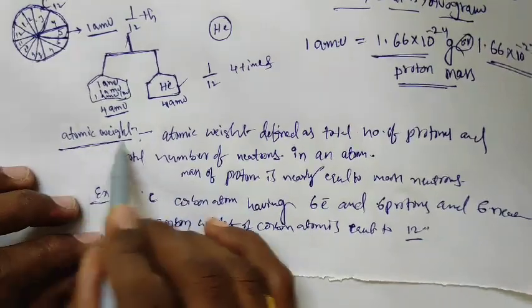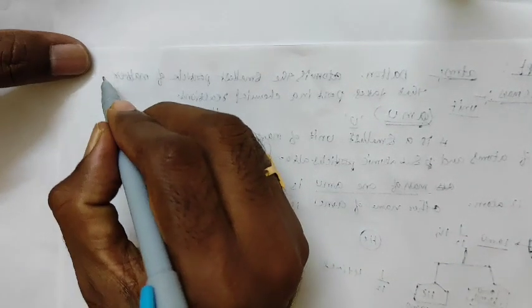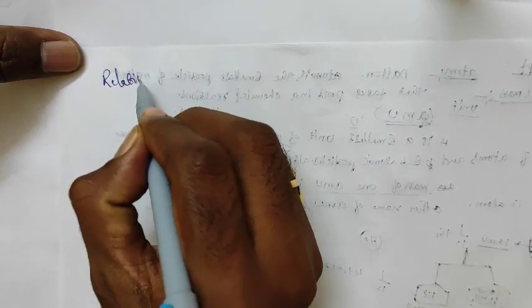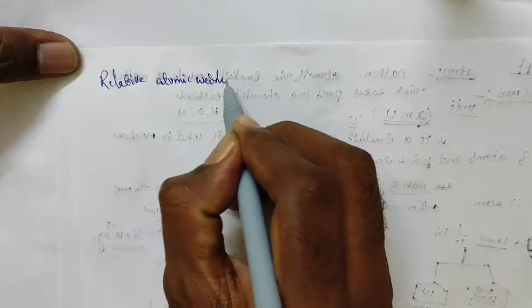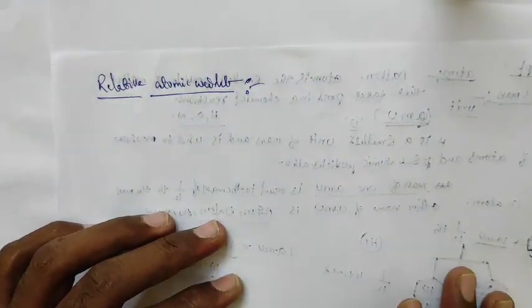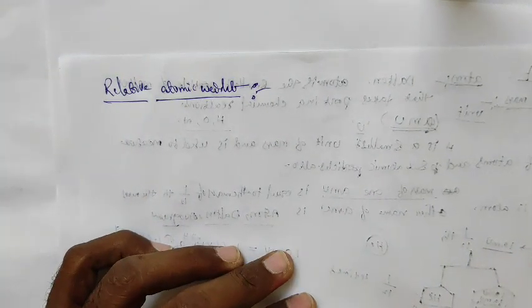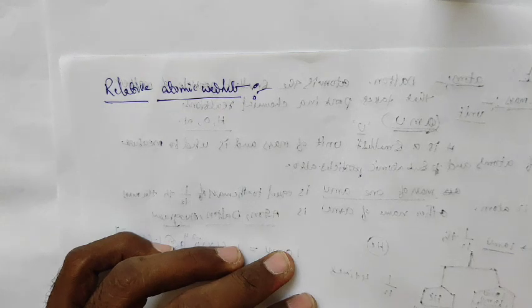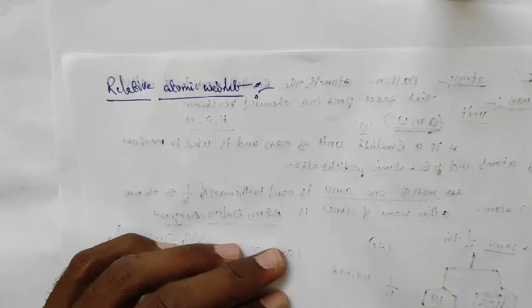This is about atomic weight, relative atomic weight. Atomic mass has a unit, that is AMU. Relative atomic mass has no units. Relative atomic mass means RAM.